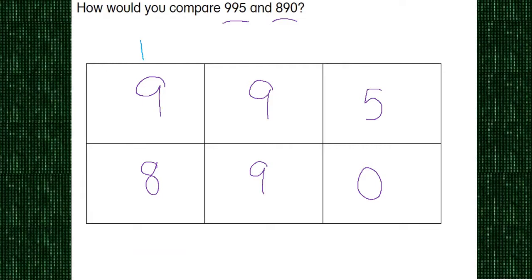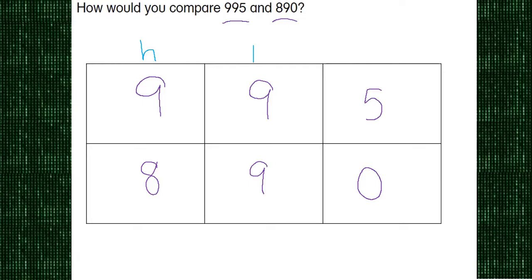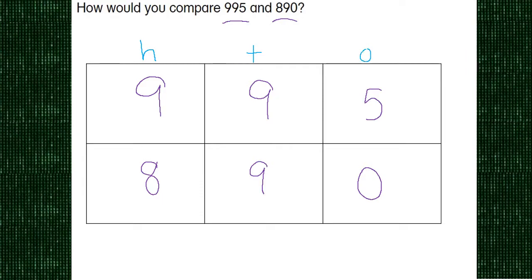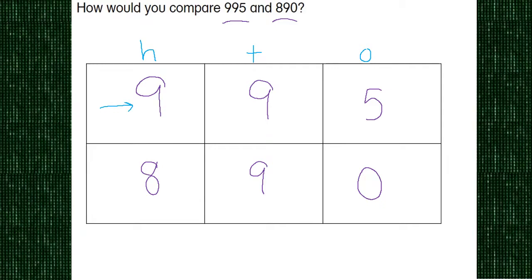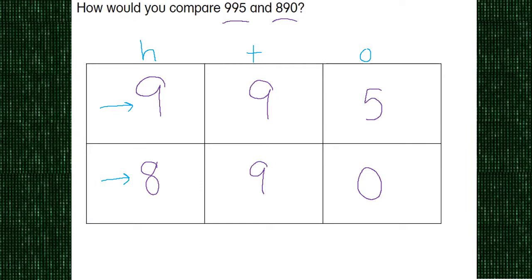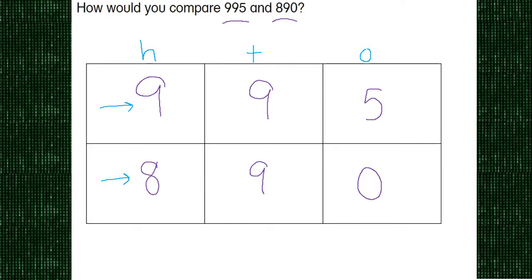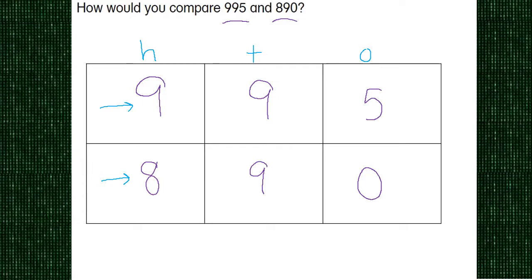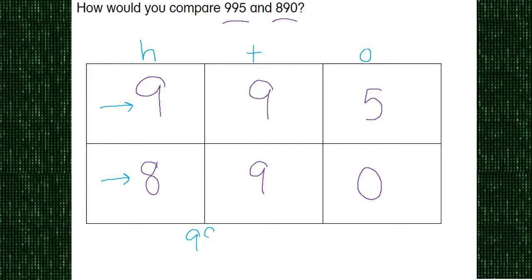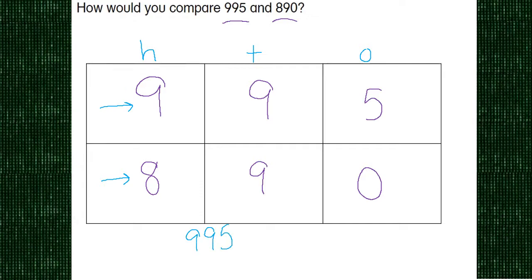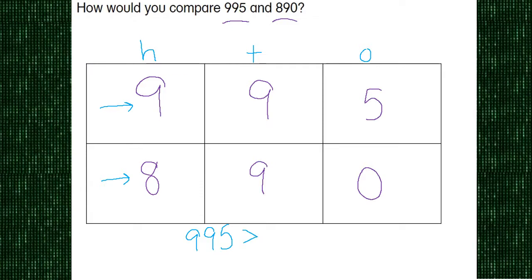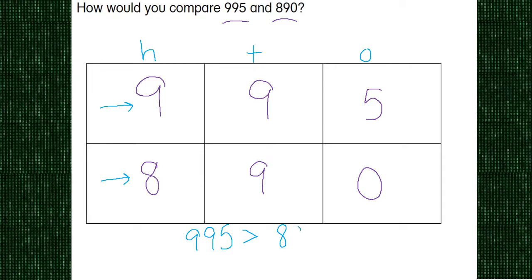Now, I haven't labeled it here, but I'll put an H here and a T here for tens and an O here for ones. And 9 is bigger than 8, so we don't need to look at any of the other numbers. The hundreds number at the top is bigger than the bottom one. So what we're going to do is say 995, and the crocodile wants to eat that because there's more food there. 995 is greater than 890.